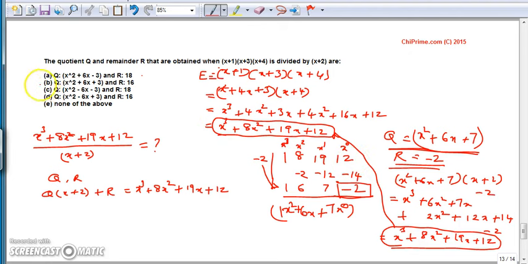A quick look at all the options provided indicates that none of those options match what we want, so the answer we want is E, none of the above.